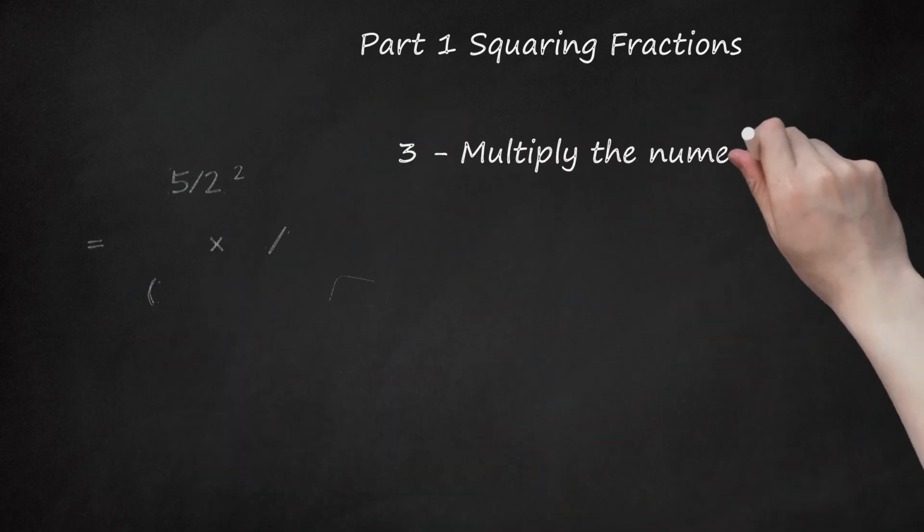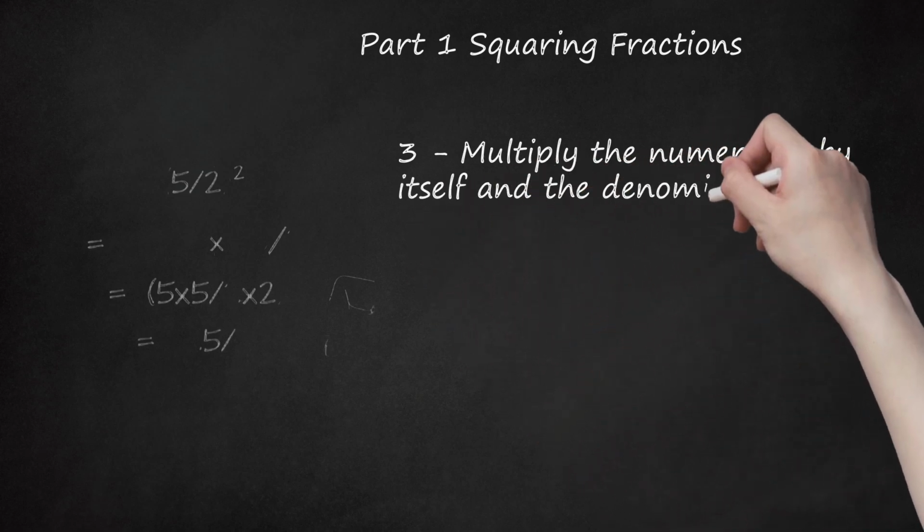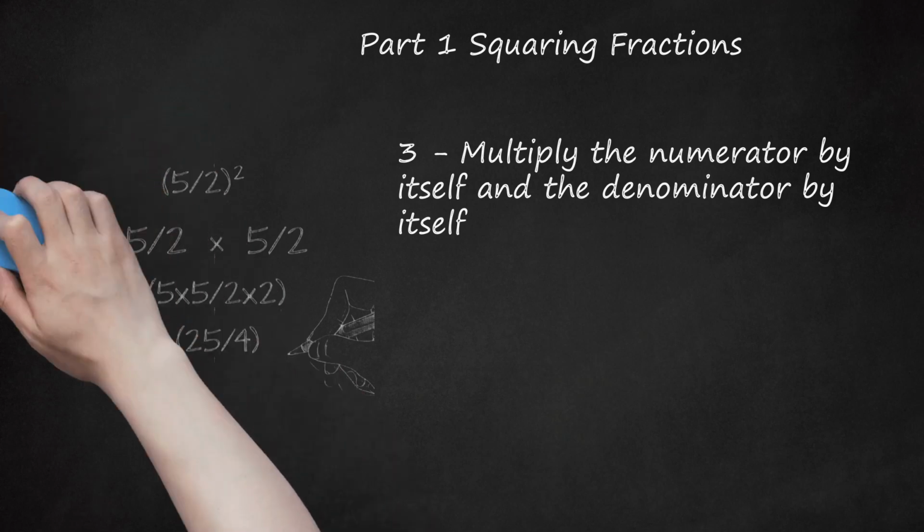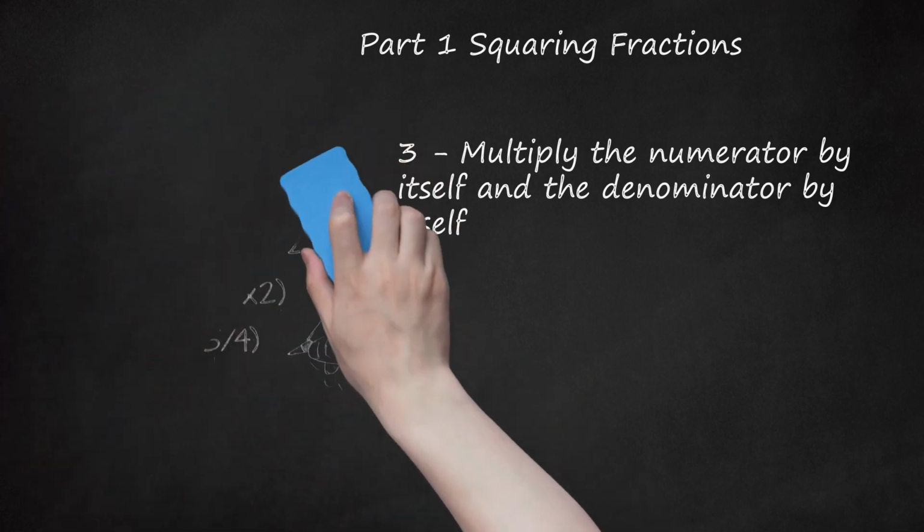3. Multiply the numerator by itself and the denominator by itself. The actual order that you multiply these numbers by themselves doesn't matter as long as you have squared both numbers. To keep things simple, start with the numerator, simply multiply it by itself. Then, multiply the denominator by itself. The numerator will stay on top of the fraction and the denominator will stay at the bottom of the fraction. For example, (5/2) squared equals 5 by 5 over 2 by 2, which equals 25/4.